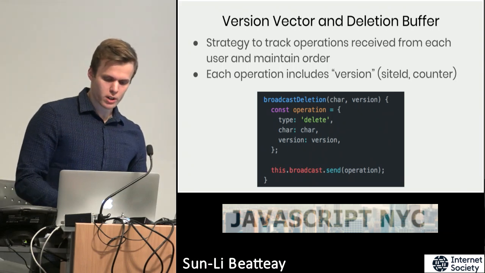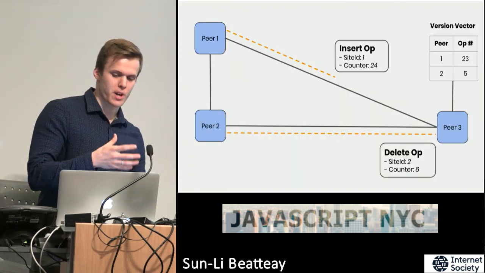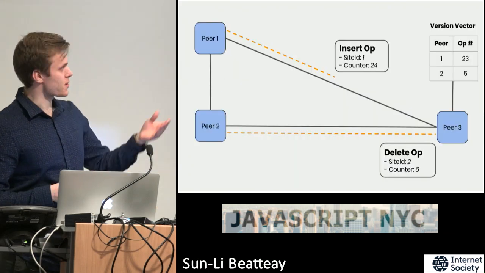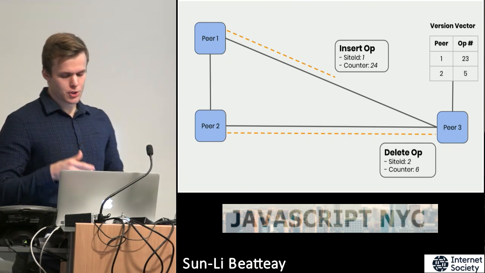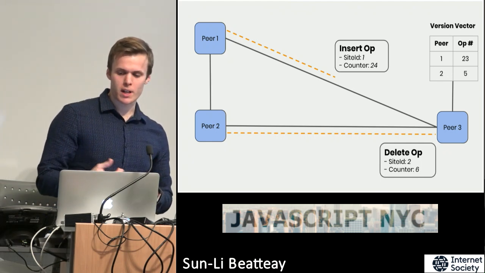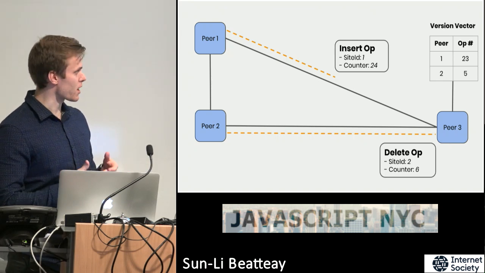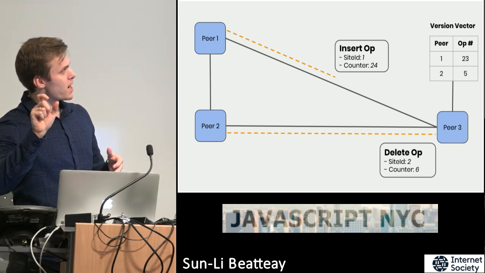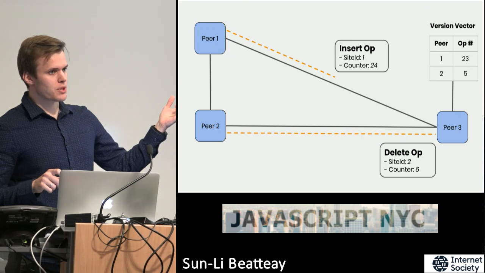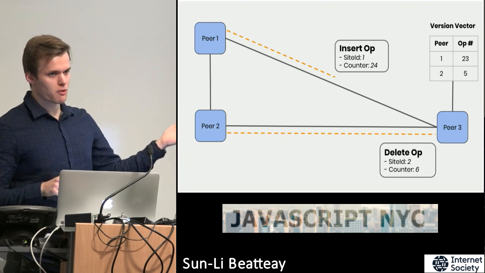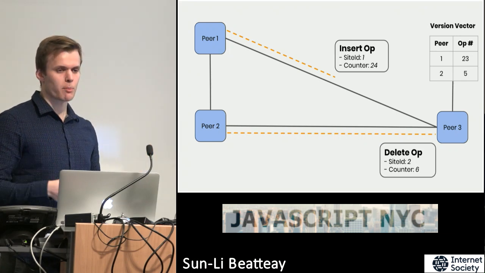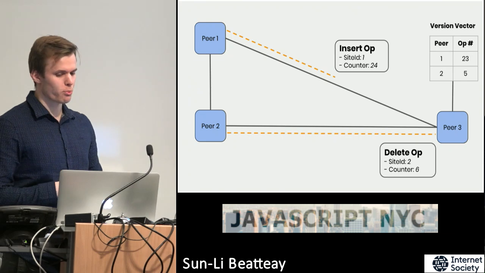So to show how it works, if you go back to this example, now each operation has its version, so it has a site ID and a counter. Once that delete operation gets to peer 3, they can check their version vector. This delete operation has a site ID of 2, counter of 6. They can check their version vector, see that they've only received 5 operations from peer 2 so far, so they know that this delete operation is a new one, so they should incorporate it.